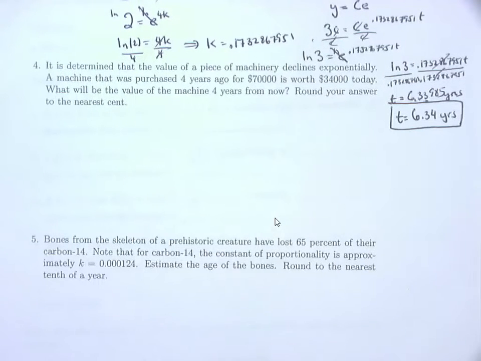Determine the value of a piece of machinery that declines exponentially. Declines exponentially is a fancy way of saying an exponential decay. A machine that was purchased 4 years ago for $70,000 is worth $34,000 today. What will the value of the machine be 4 years from now? Round it to the nearest penny.